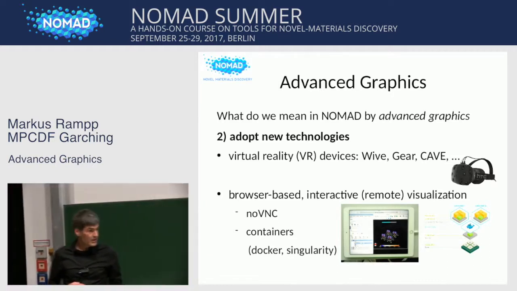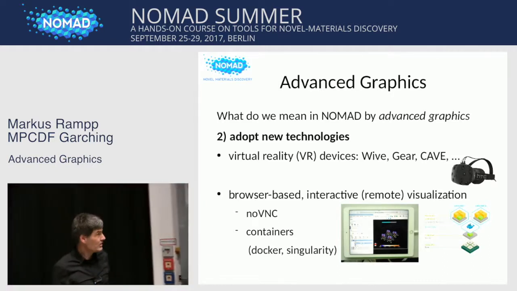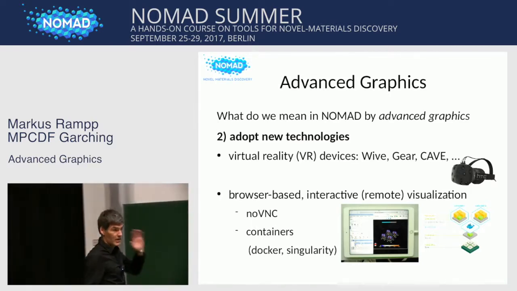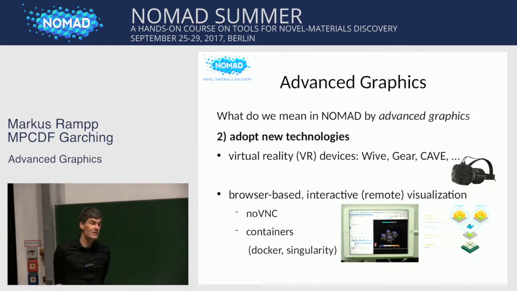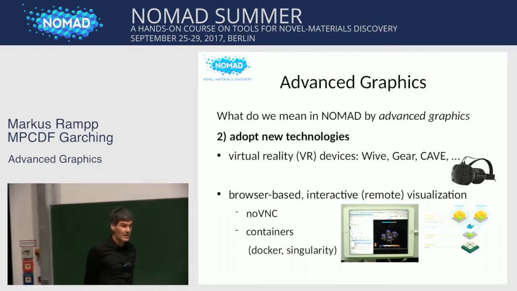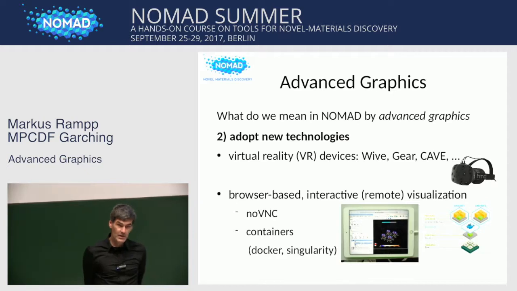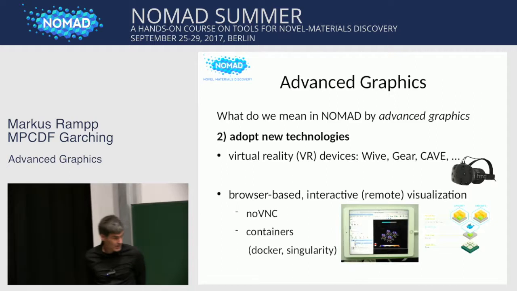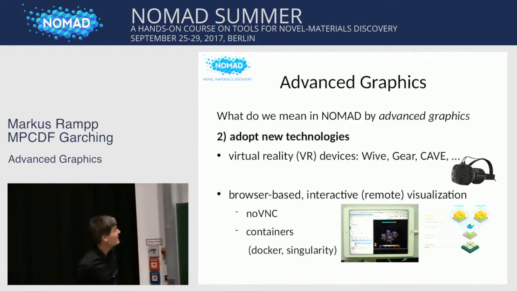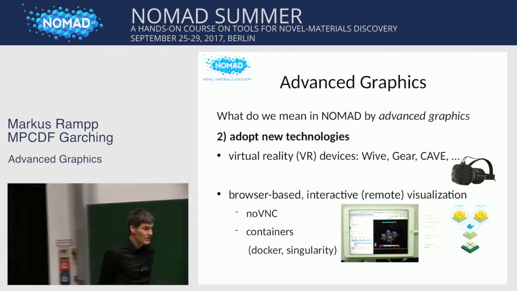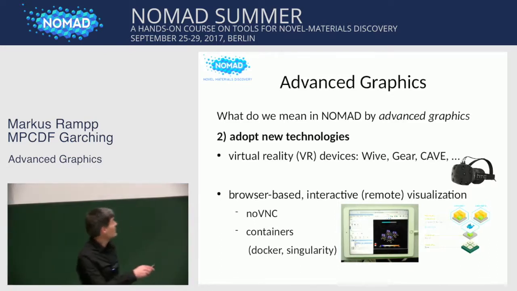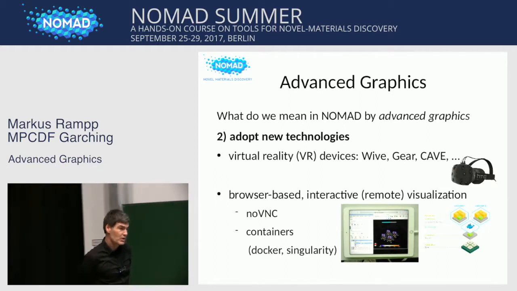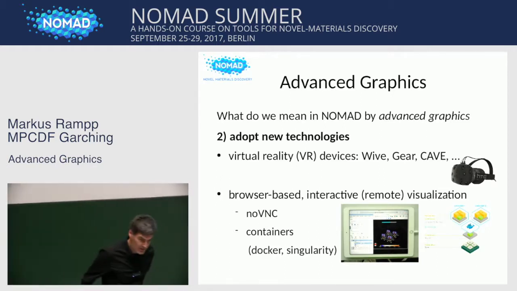And second, we want to enable just via the browser interactive remote access, and I'm going a little bit into more details on that part in a minute, to the data in the Nomad archive. And specifically, we are using technologies like NoVNC and containers in order to enable this. And actually, this is a screenshot of a demonstration which just shows a complex visualization in a tablet in this case, right?